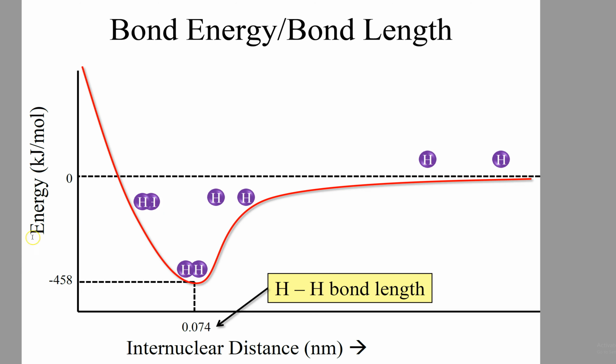So on the y-axis, you have how much energy you have, kJ per mole. So obviously, the more negative that number is, the more likely there's the likelihood of a bond forming. So at the very bottom of this chart you see right here, this tells you that at negative 458 kilojoules per mole, hydrogen and hydrogen will combine, and this distance is exactly 0.074 nanometers. Now if I increase that distance a little further, you can see that the potential energy actually increases, and now hydrogen no longer is bonded.